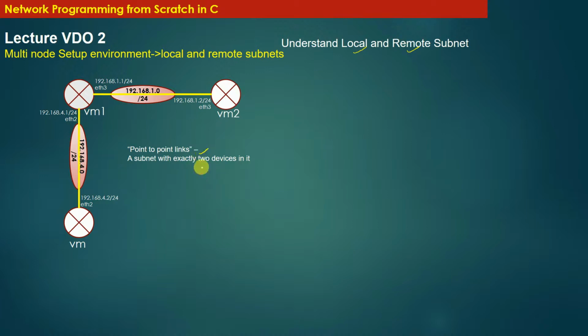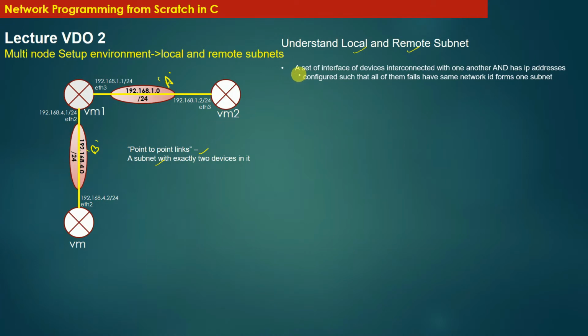So remember, in point-to-point links there are always two devices, and those two devices form exactly one subnet, which I have already explained in the previous slide. You can see that there are two point-to-point links and each point-to-point link forms one subnet. Let us call this subnet A and the other subnet B.